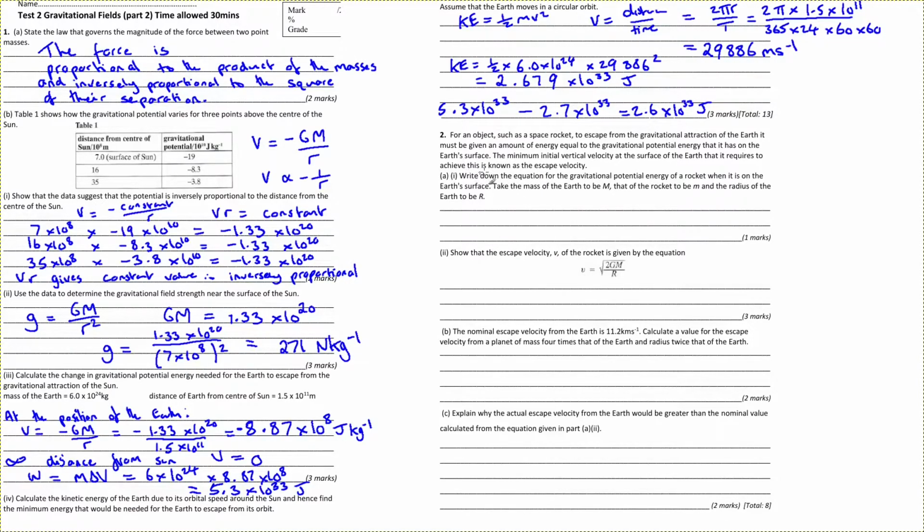What about question 2 then? For an object such as a space rocket to escape from the gravitational attraction of the Earth, it must be given an amount of energy equal to the gravitational potential energy that it has on the Earth's surface. The minimum initial vertical velocity at the surface of the Earth that it requires to achieve this is known as its escape velocity. Write down the equation for the gravitational potential energy of a rocket when it is on the Earth's surface.